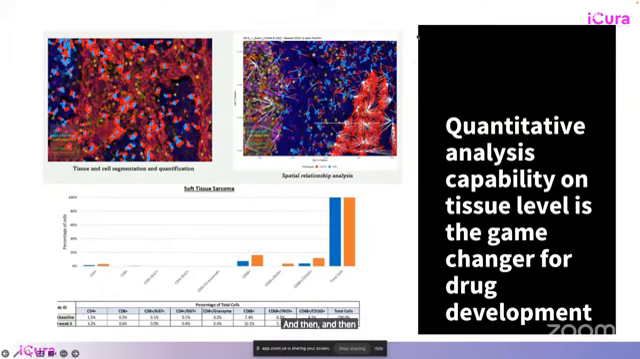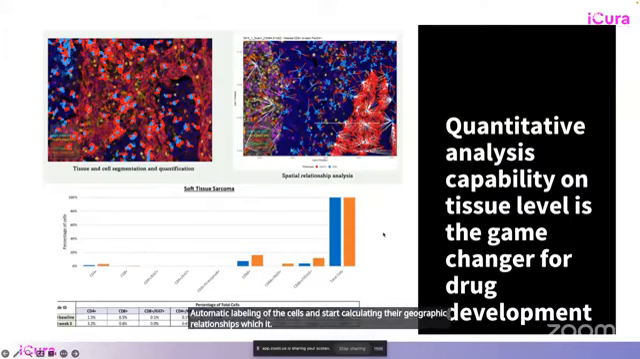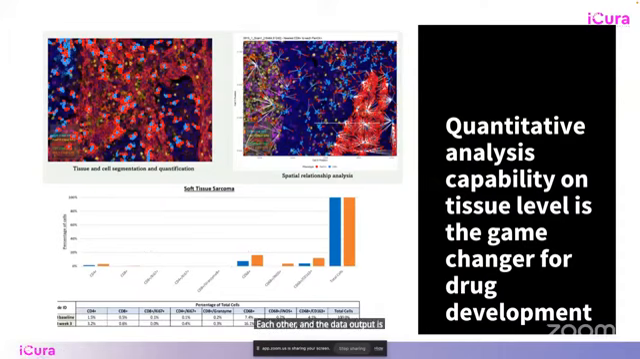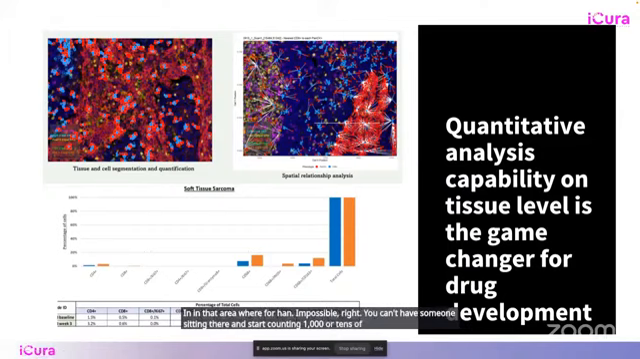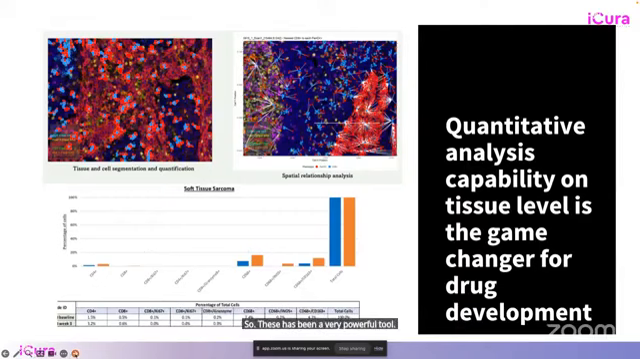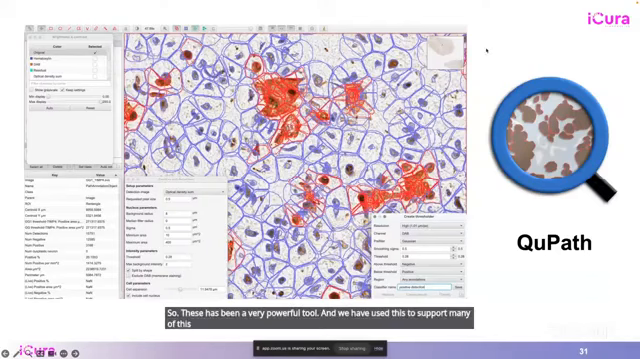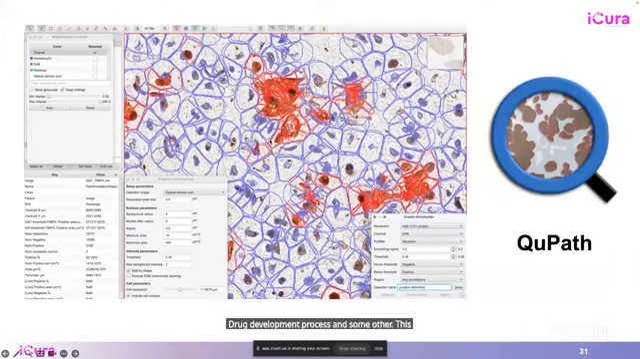And then on the right side, this is the AI-enabled automatic labeling of the cells, and then calculating their geographic relationships with each other. And the data output is all quantitative. All this quantitative assay is based on thousands or tens of thousands of cells in that area, which for a human is impossible, right? You can't have someone sitting there counting thousands or tens of thousands of cells in that area and making all those mathematical calculations. So this has been a very powerful tool, and we have used this to support many of these drug development processes. And this is software that is actually open source, free to use from NIH. We've been using this for quite a long time.